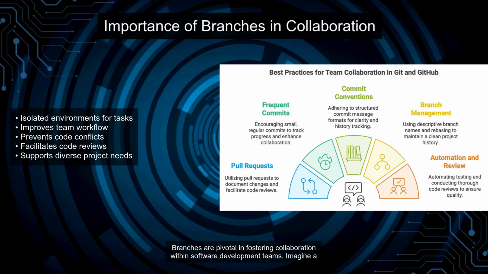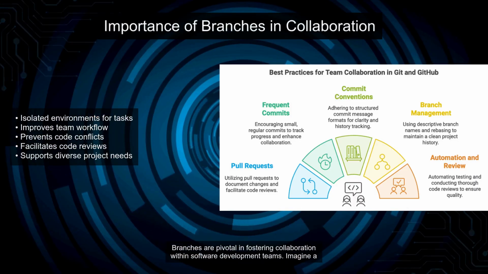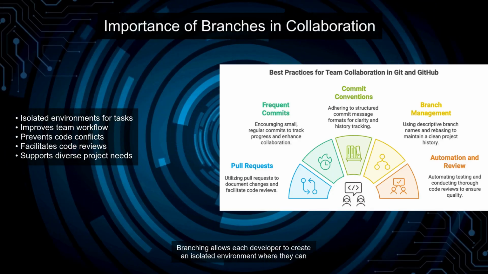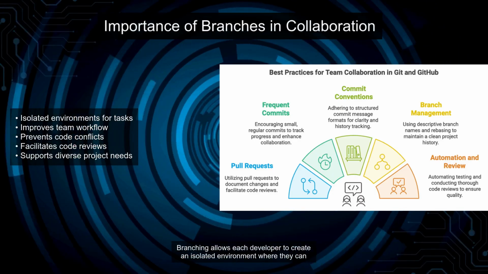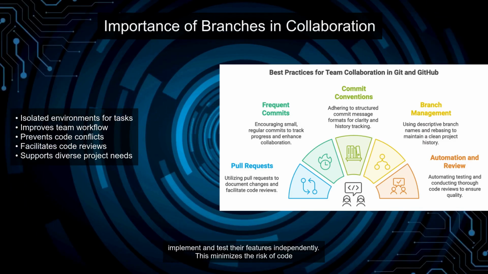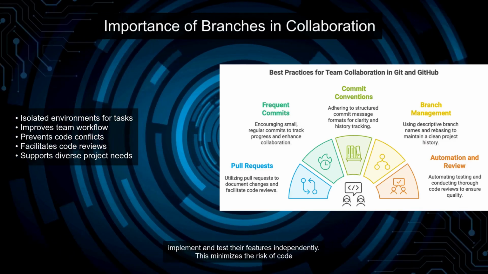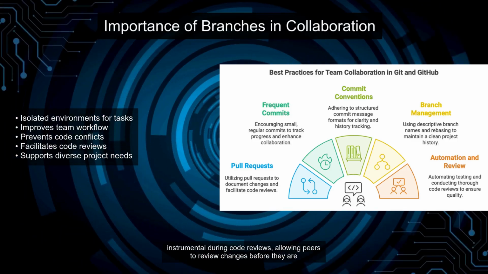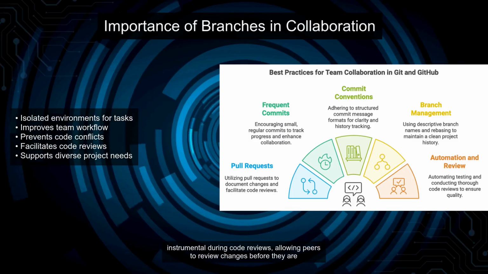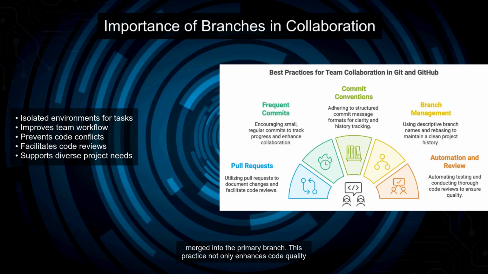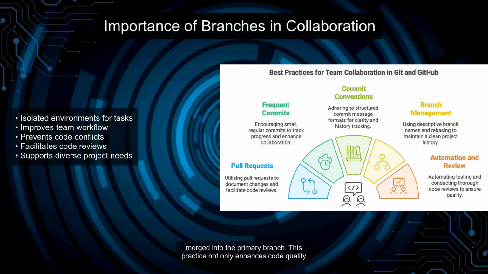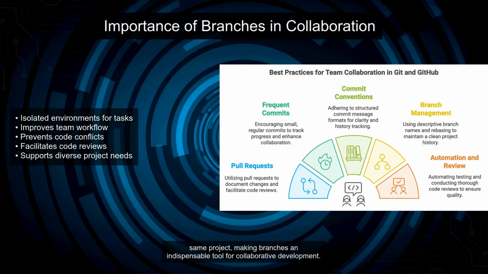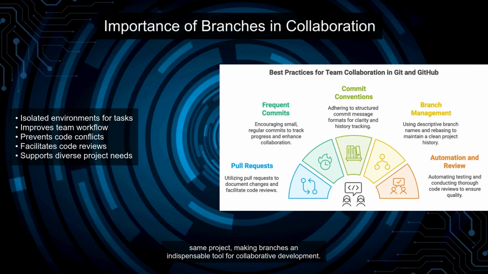Branches are pivotal in fostering collaboration within software development teams. Imagine a scenario where multiple developers are working on different features of a project. Branching allows each developer to create an isolated environment where they can implement and test their features independently. This minimizes the risk of code conflicts and ensures that the main codebase remains stable. Moreover, branches are instrumental during code reviews, allowing peers to review changes before they are merged into the primary branch. This practice not only enhances code quality but also supports various project needs by accommodating diverse workflows within the same project, making branches an indispensable tool for collaborative development.